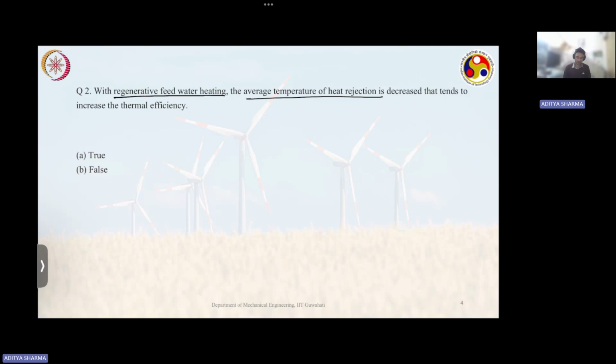So when the statement says that, the statement proves to be tempting because the second half of the statement says that, is correct, right? So average temperature of heat rejection is decreased. So if average temperature of heat rejection decreases, that eventually leads to increase in your efficiency, right?